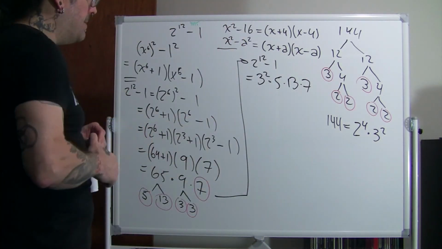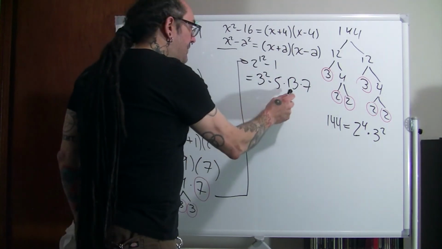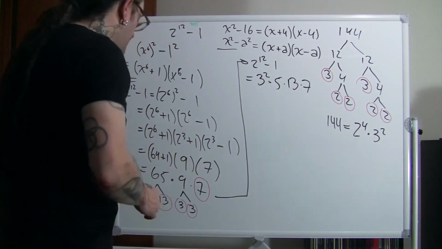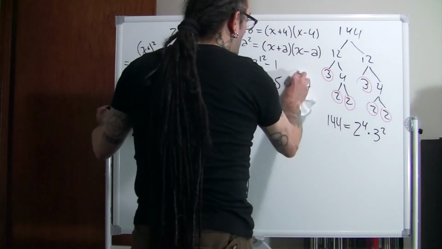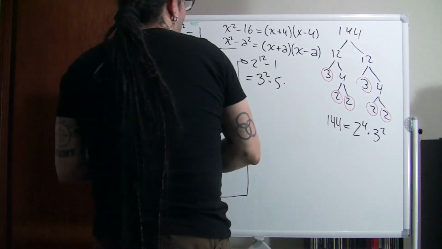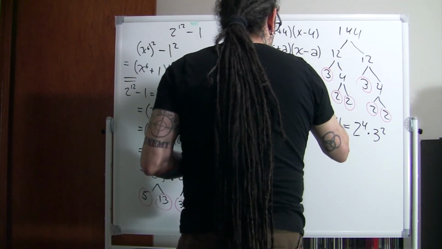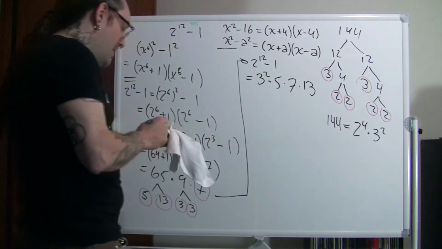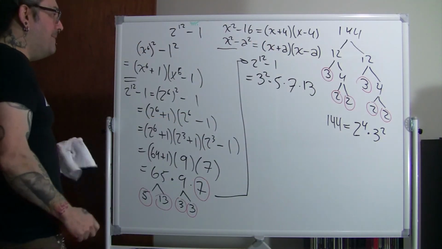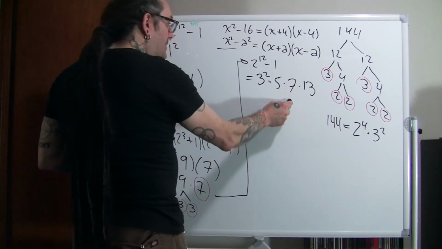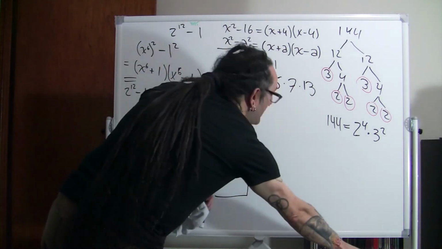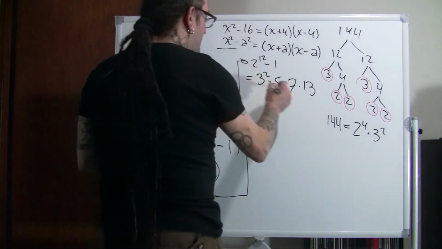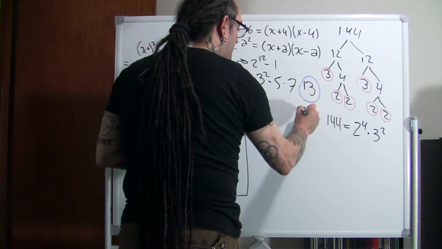Right. And the prime factors are 3, 5, 13, and 7. And actually, why don't I put them in numerical order? 3, 5, 7 and 13. All right? So what is the greatest prime factor of this number? Here it is. 13, right? 3, 5, 7, 13. That's the number.